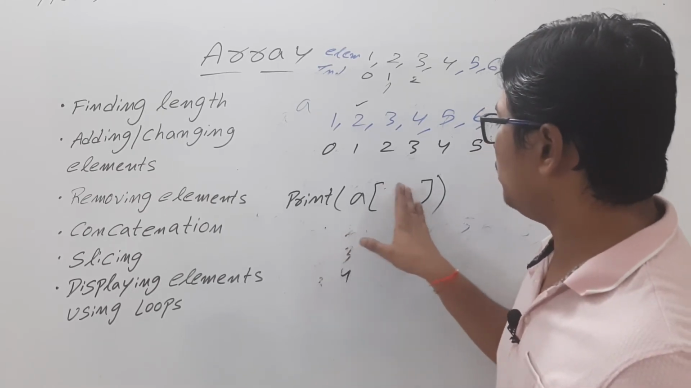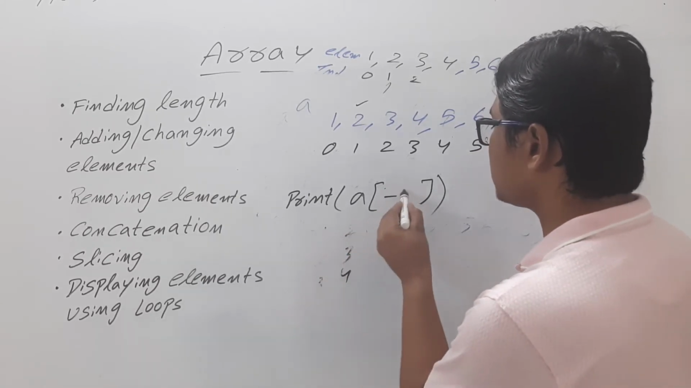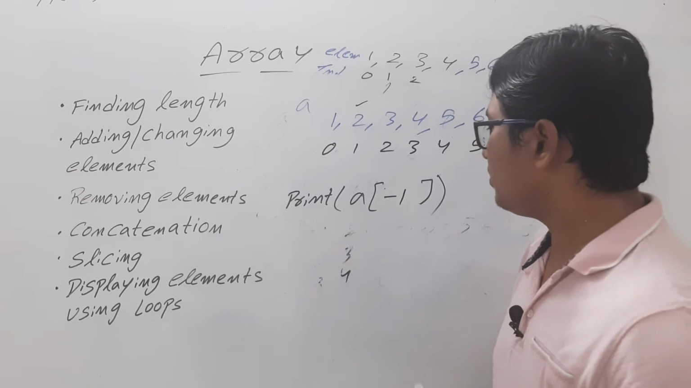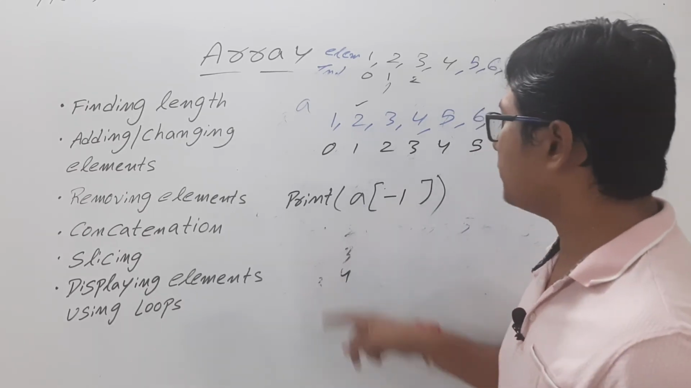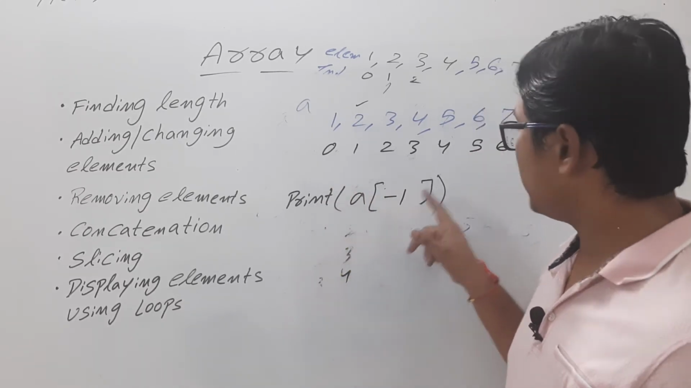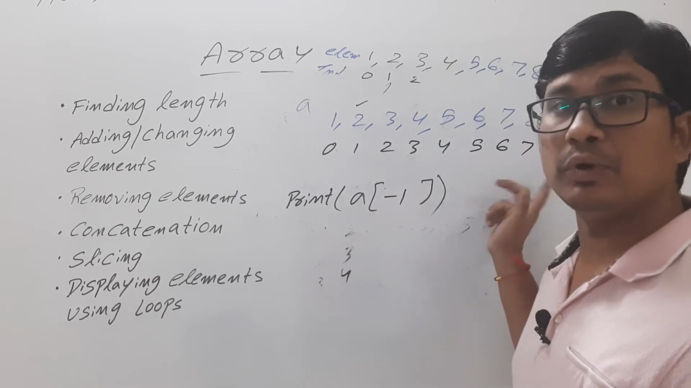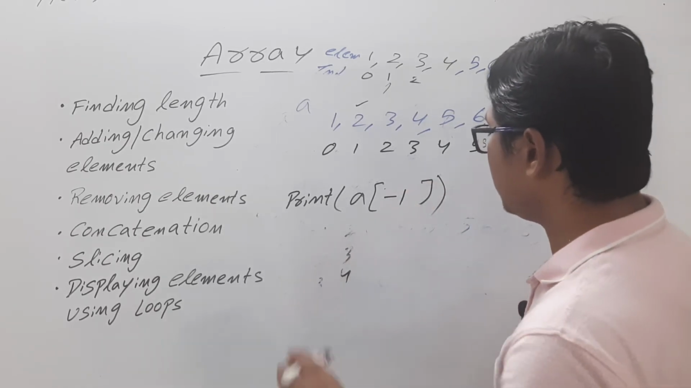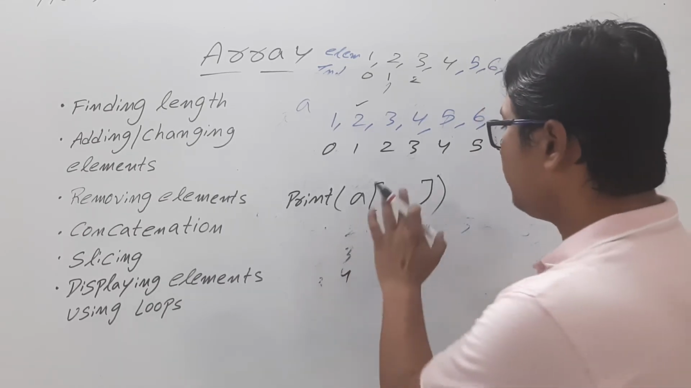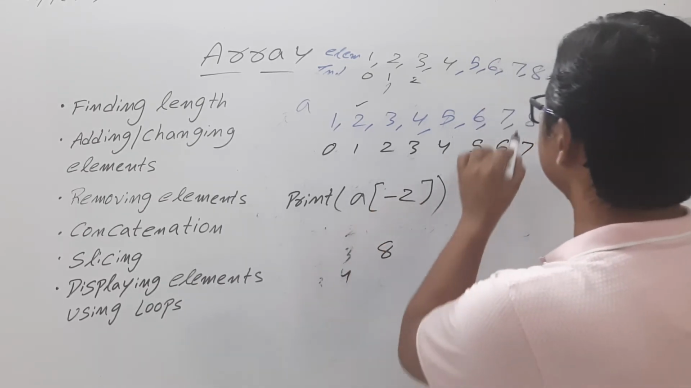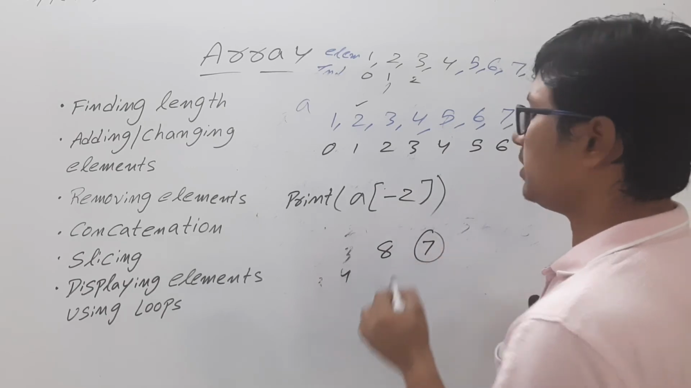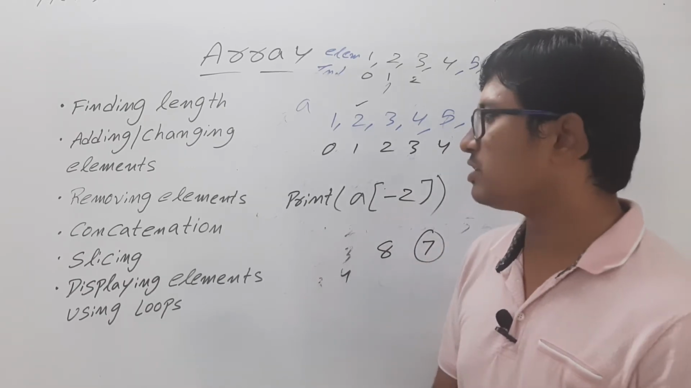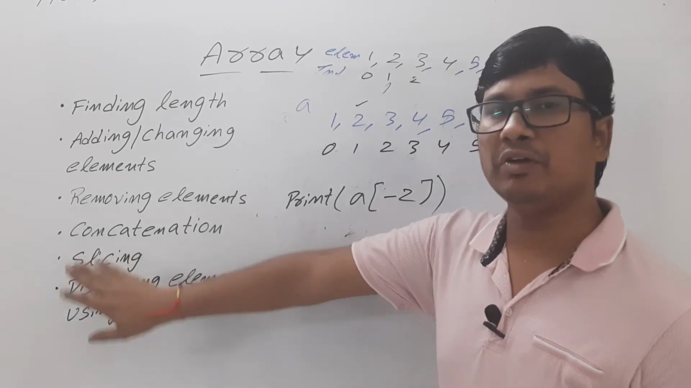Sometimes I see people giving negative values. Then what will happen? If it is minus 1, the last element in the array will be displayed. Here 8 will be displayed. If you write minus 2, the last but one element, which is 7, will be displayed as the output. I hope it is very clear for you to perform slicing.